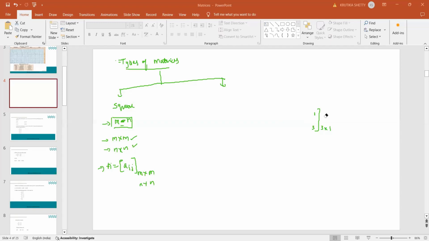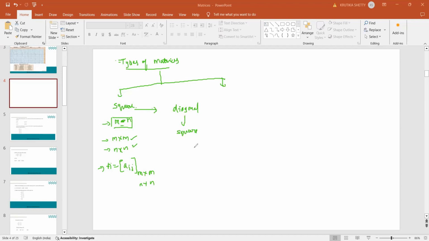So all these remaining matrices are linked with square matrices. I've kept square matrices as it is. The first type of square matrix we are now discussing is the diagonal matrix. A diagonal matrix is a square matrix first.